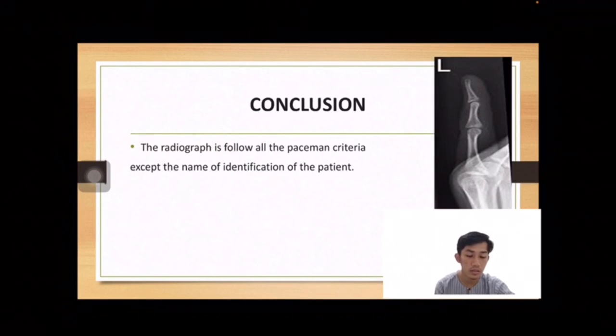The last one for my slide is the conclusion. This radiograph follows all the PLACEMENT criteria except the names of identification of the patient. This radiograph follows all the criteria, but is not enough for the names of identification. So this radiograph cannot be used at all.